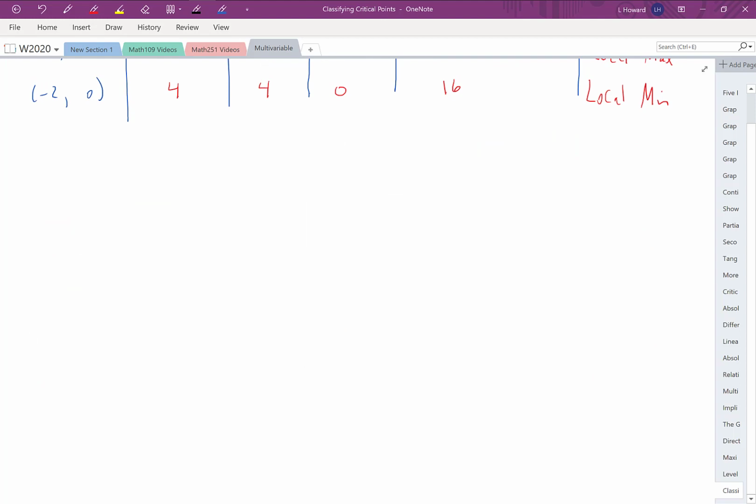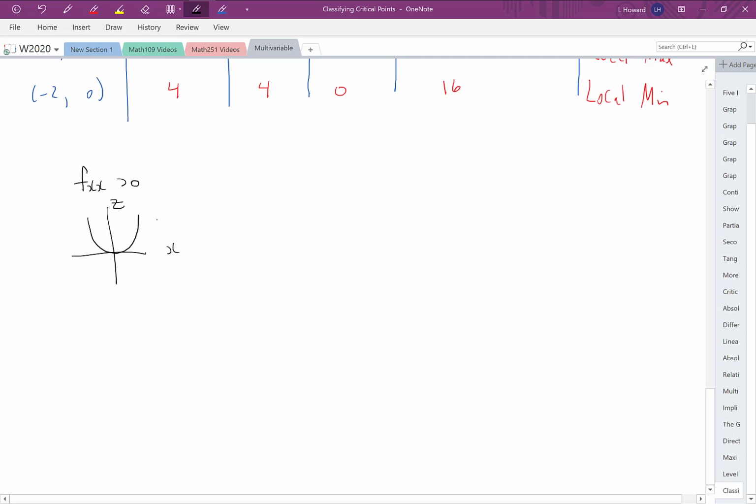I just wanted to talk briefly about how the second derivative test works because the geometry is pretty nice here. If you have a function where f sub xx is positive, that's telling you that in the xz plane, your function is concave up. And similarly, if f sub xx is negative, that's telling you in the xz plane, your function is concave down. This is similar to single variable calculus, where f double prime being positive corresponds to concave up, and f double prime being negative corresponds to concave down.